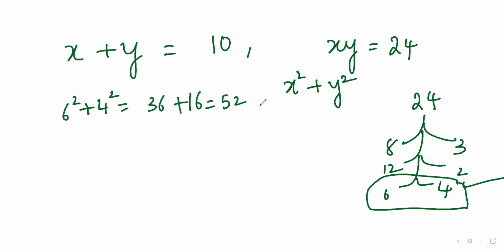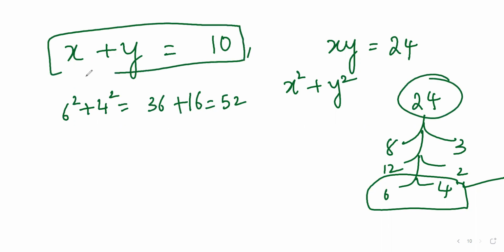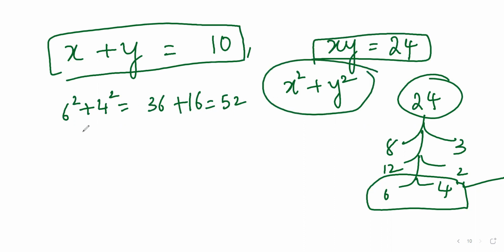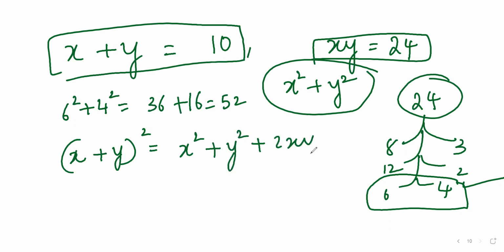But then this is your trial and error. Not always can you sit and factorize things like this. So if I give you something like this, x plus y is something, x into y is something, and I ask you what is x square plus y square, let's go with our identity. What is x plus y the whole square? x square plus y square plus 2xy, isn't it? So what is x plus y? It's given, it's 10. So you're squaring that. What's in the brackets is 10, isn't it?